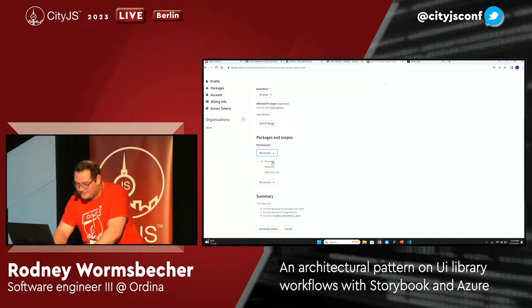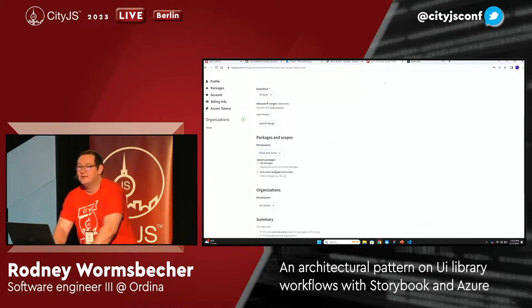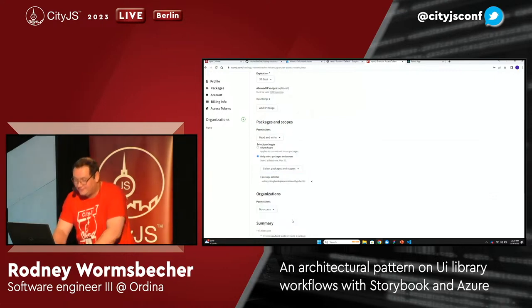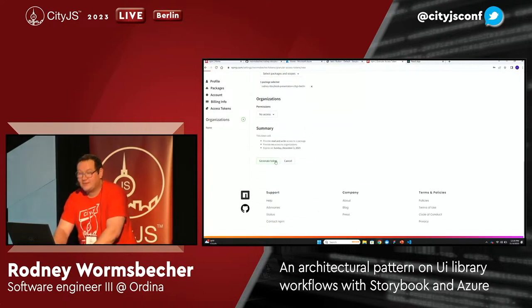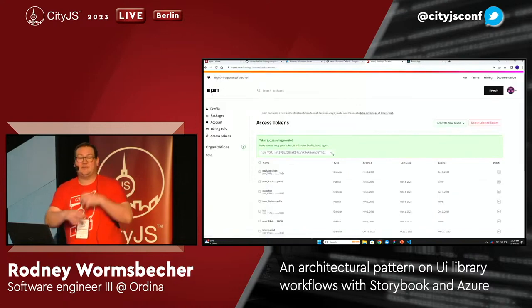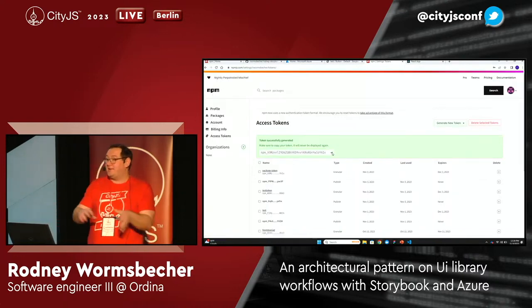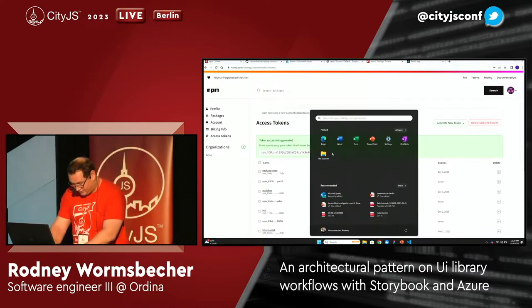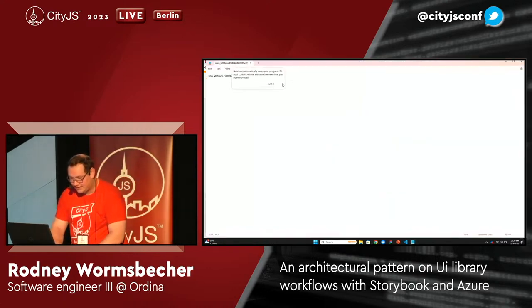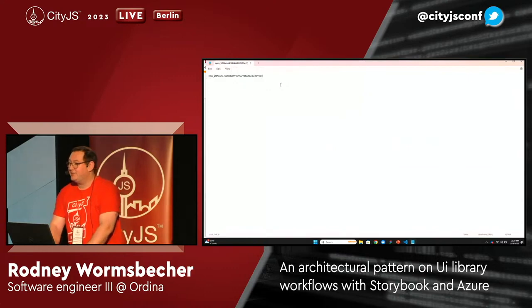We want to give permissions, and we want read and write. And nowadays, we can say we only want to give it to one package instead of everything in our repository. So I called it CityJS Berlin, and I will generate a token. I have to copy this one, and this will identify us from my pipeline to npmjs.com. So if we go to Notepad, yeah, I got that. I'll save it here, and we'll use it in a moment.